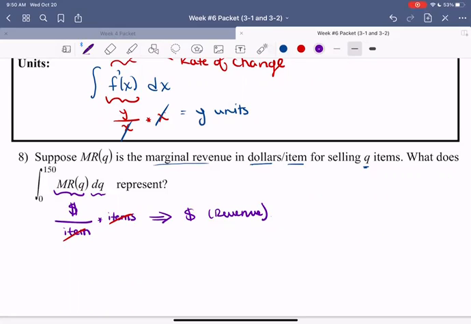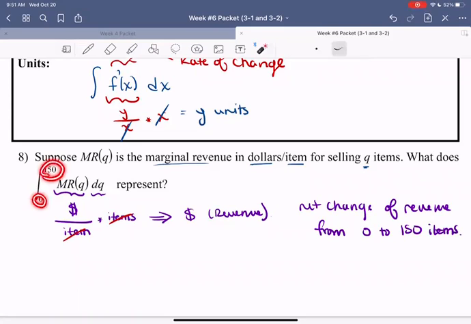So for us, our interval is from 0 to 150. So we're looking at the net change of revenue from 0 to 150 items. These limits of integration are also the units of Q, or units of our input.